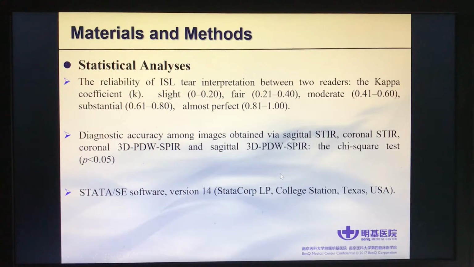Statistical analysis. The reliability of ISL tear interpretation between the two readers was assessed using the kappa coefficient. The kappa values were defined as slight, fair, moderate, substantial, and almost perfect. The chi-square test was used to compare diagnostic accuracy among images obtained by different MR techniques. A p-value less than 0.05 was considered significant.